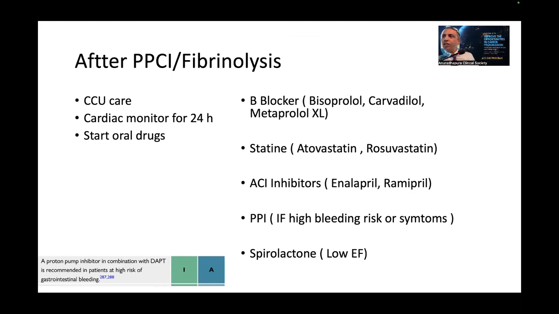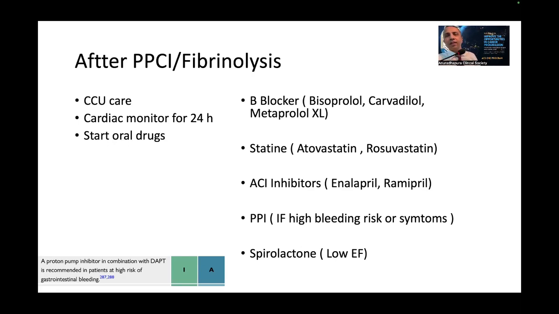Why do we start beta blockers? The earliest drug to start should be a beta blocker. It will prevent arrhythmias and short-term death. There is VT reduction, and long-term benefits are there with beta blockers. So if you can start only one drug, that is the beta blocker first, if the blood pressure permits.